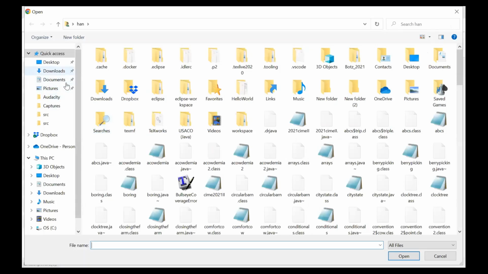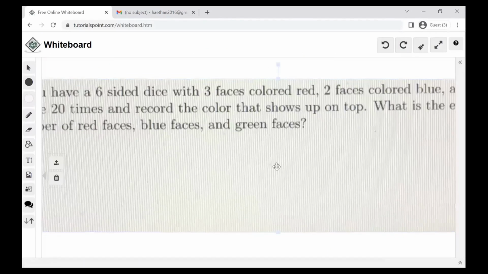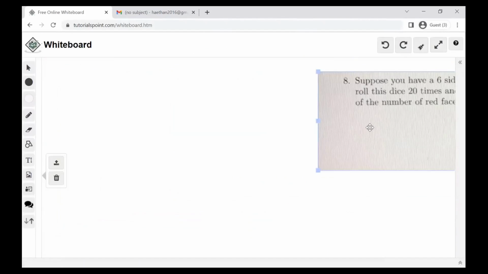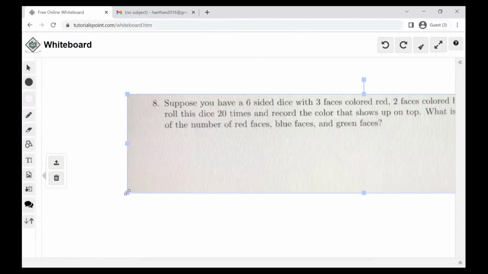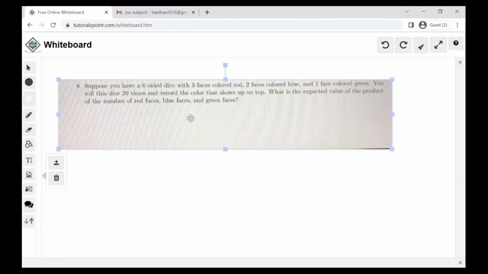Okay, yeah, let's do this problem. This is from CMIMC, I think. So let's suppose you have a 6-sided die with 3 faces colored red, 2 colored blue, and 1 colored green. You roll it 20 times and record the color that shows up on top. What's the expected value of the product of the number of red faces, blue faces, and green faces?